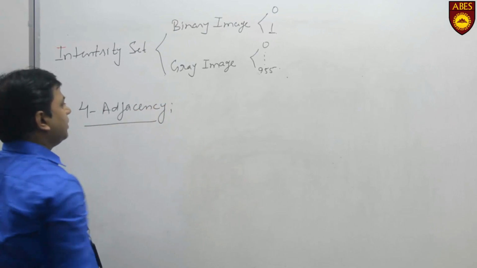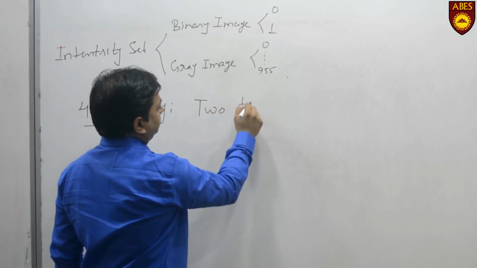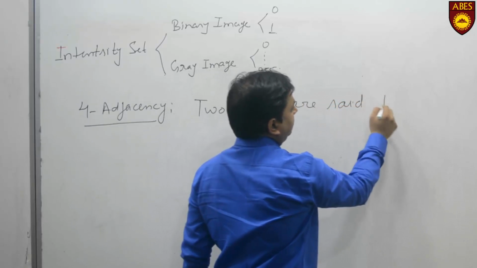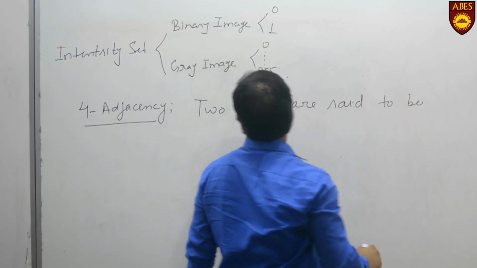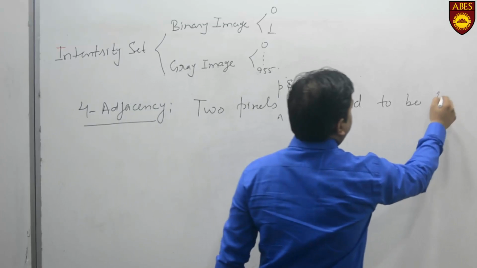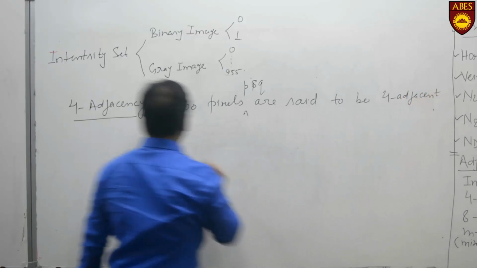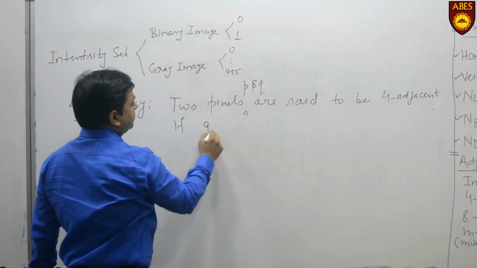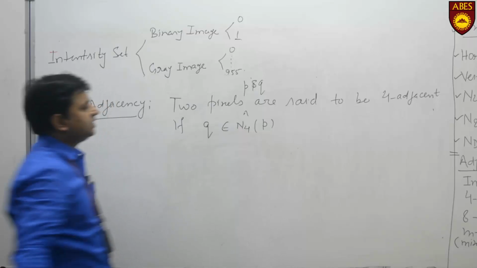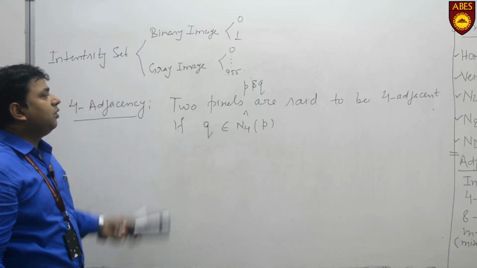The definition of 4 adjacency is: two pixels P and Q are said to be 4 adjacent if Q belongs to N4P. That means if Q lies within the range of the 4 neighbors of P, then P and Q are said to be 4 adjacent.